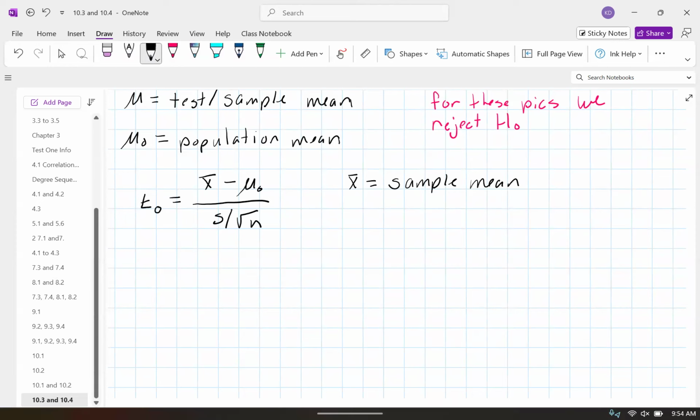So our X bar is our sample mean. It's the one for our little group we're looking at that we found. Our mu naught is our population mean. And that's what it was when we did some of our tests earlier. So we don't need to worry about that. Like it doesn't change.